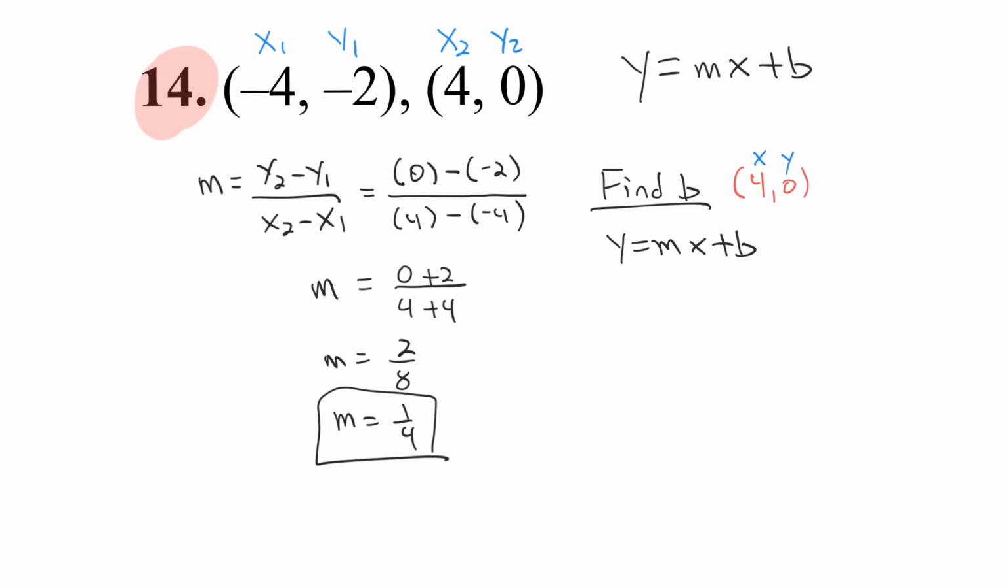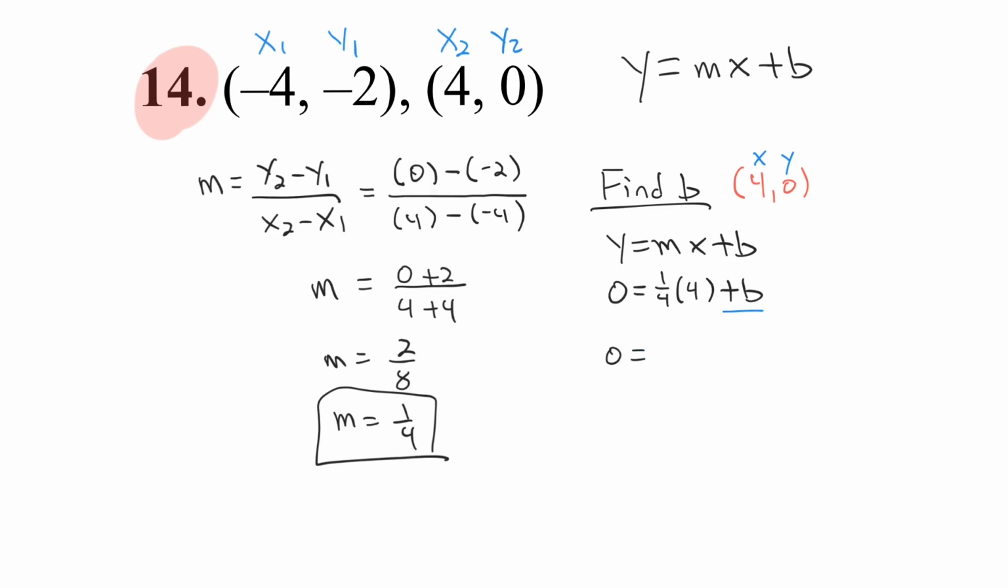You already know what those values are. So I'm going to substitute 0 for the y equals, I'm going to take the slope that we have, 1/4. We already know what that is. So I'm going to substitute into the m, 1/4 times x, which is 4, plus b. So my job right now is to find b.